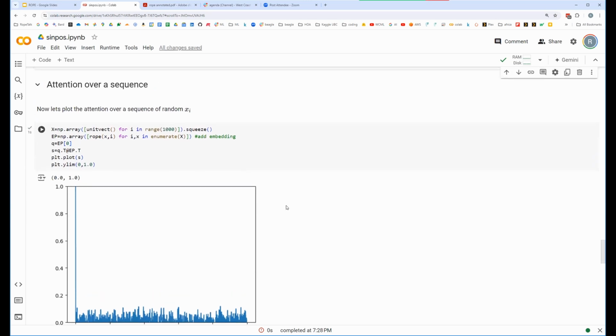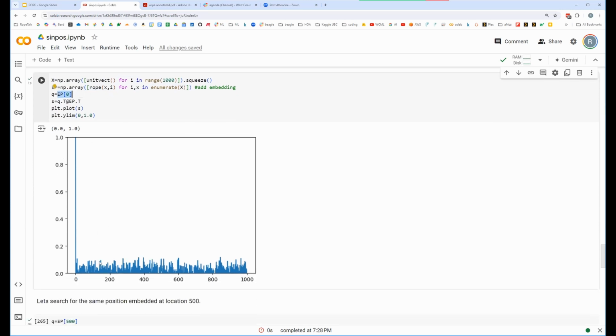so then I just started thinking, okay, so what does this look like when I have a whole sequence of them? This one I realized afterwards. So here what I'm doing is just coming up with a sequence of 1,000 embedding vectors. And then I'm adding the rotation, position encoding into it. And then I'm querying with one of those to see how it matches to the rest and just plotting it. So it basically is very high. It's 1 for the position 0, and then low for the rest of the positions.